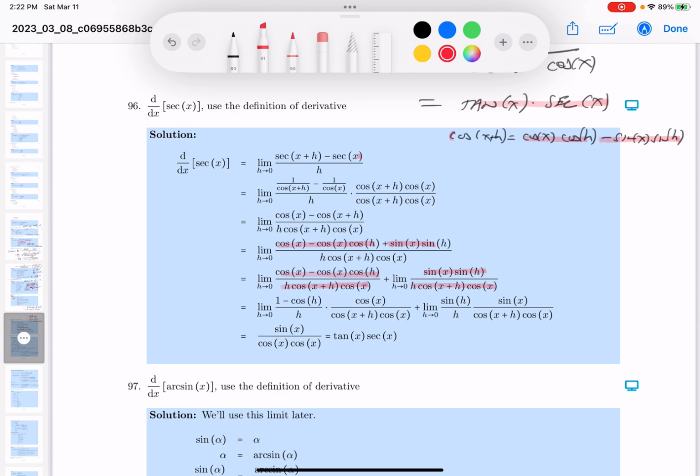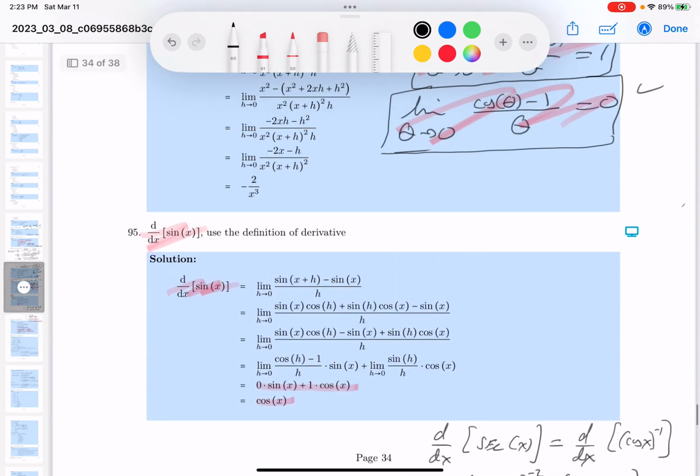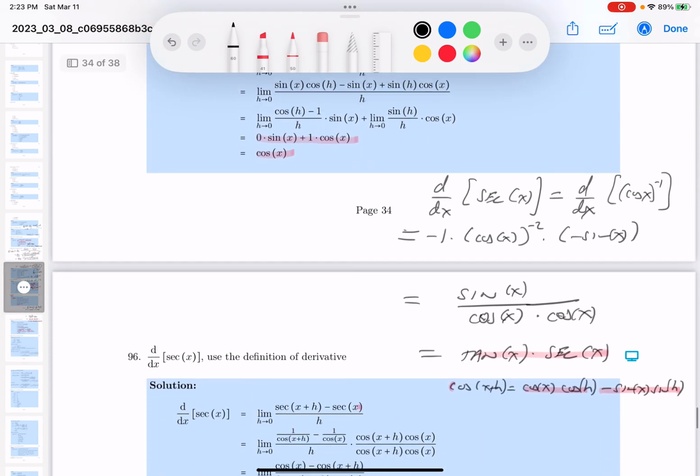So what I do is I factor out a cosine x on top, and I associate the h with the factor that remains, which is 1 minus cosine of h. What goes on the bottom is the other factor, which is cosine of x plus h times cosine x. Same for the second limit. I associate this over here. I get this. I want to point out, it should be recognizable. This limit here, you should recognize it, and this limit over here, you should recognize it. We did that in the beginning, and those two limits are over there.